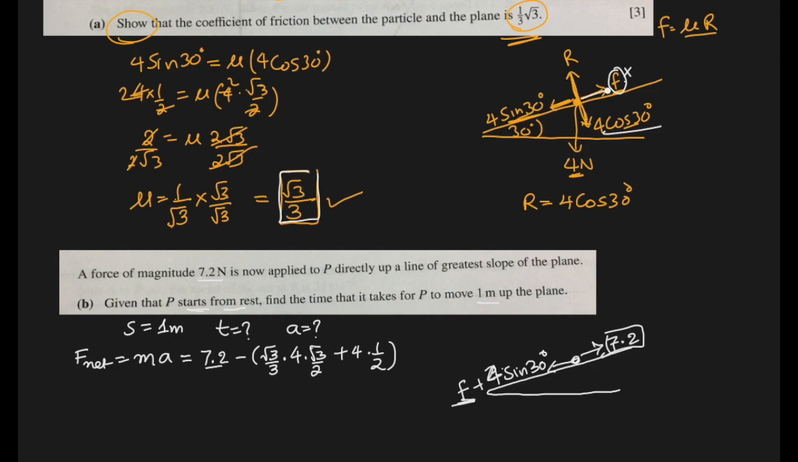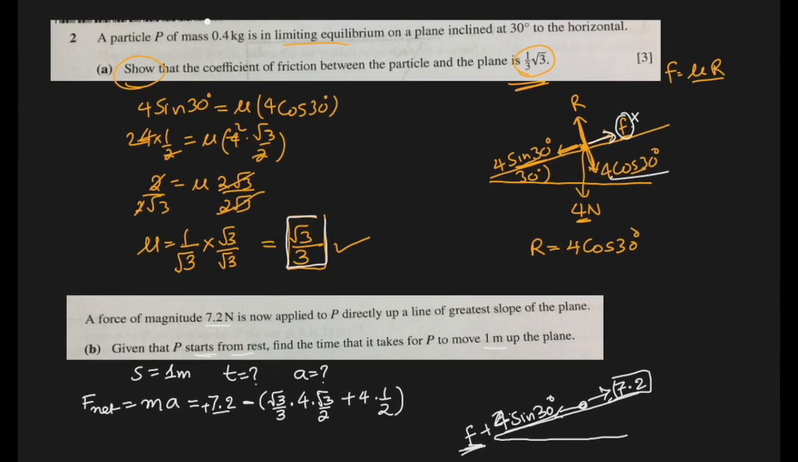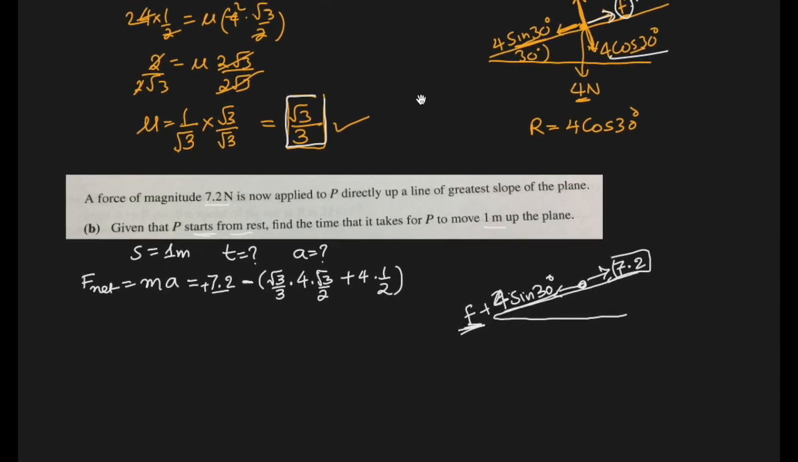So what I did, 7.2 is in this direction and motion is also in this direction, so I took it as positive, and the two forces which are opposite to it, which is F and 4 sine 30, they are negative, so I put a negative outside and added them inside a bracket. And they've given the mass. Yes, mass is given in the first part. Let's see. Yeah, 0.4 kg is the mass. So let's use it.